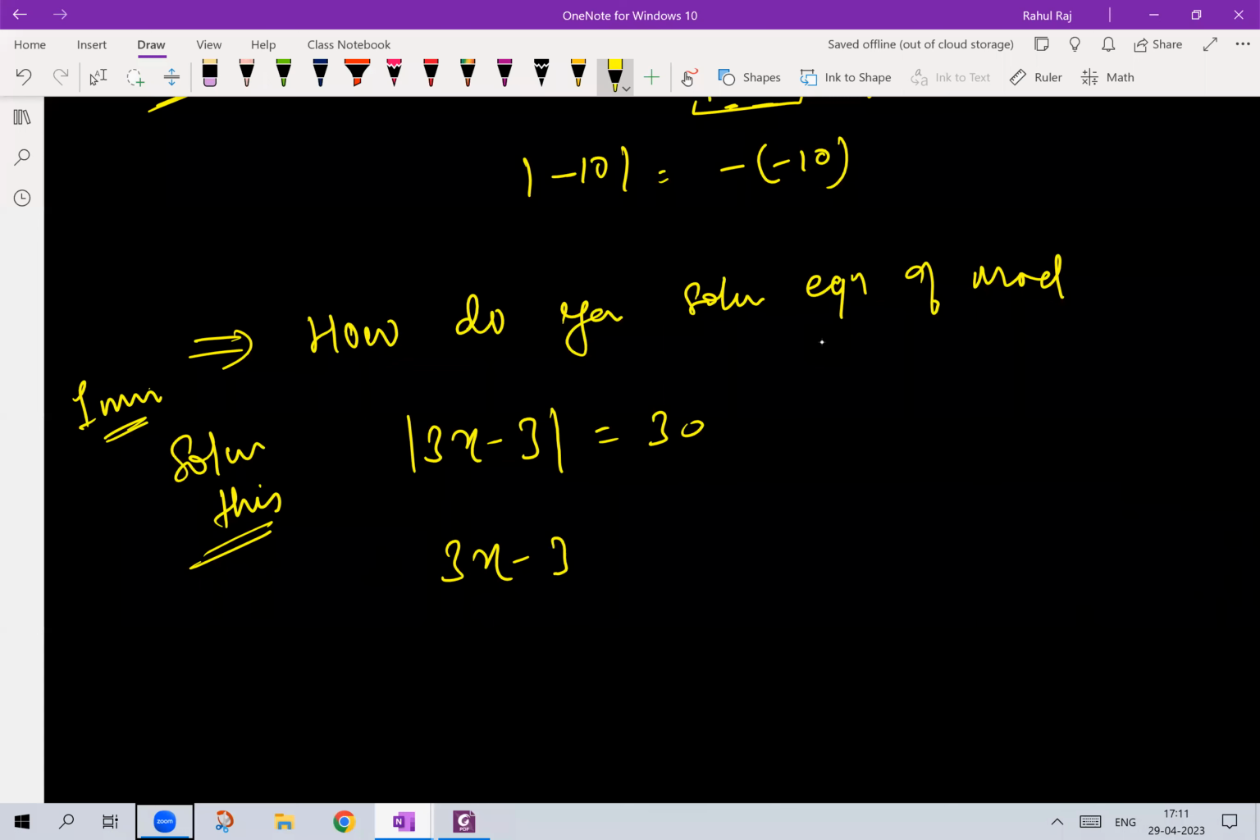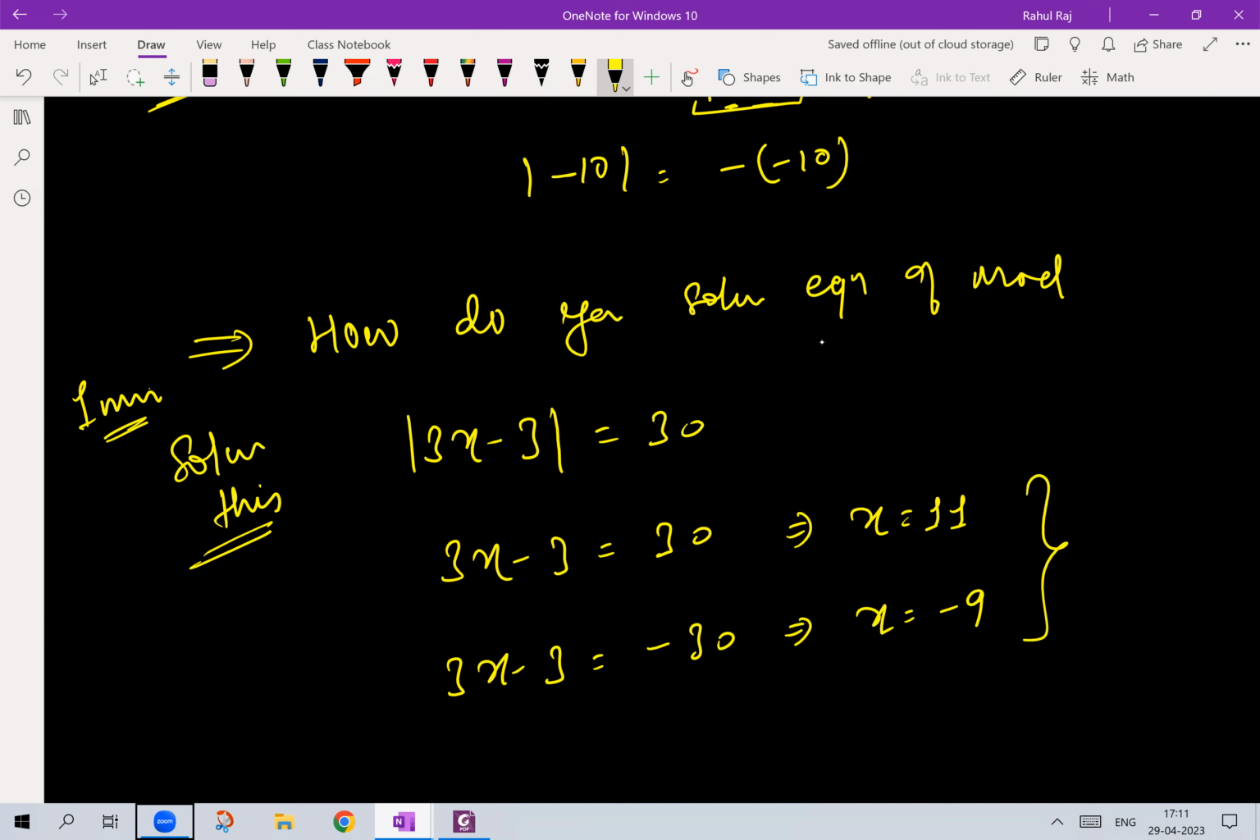So what exactly do we normally do? We do 3x minus 3 is equal to 30, where I've got x is equal to 11. And we do 3x minus 3 is equal to negative 30. We have got x is equal to negative 9. So these are any mod equations you are solving. Please understand, you will have two answers. The point is, how did you get this 30 and this minus 30? You did nothing else except ensure that you are expanding this particular mod with the help of the definition.